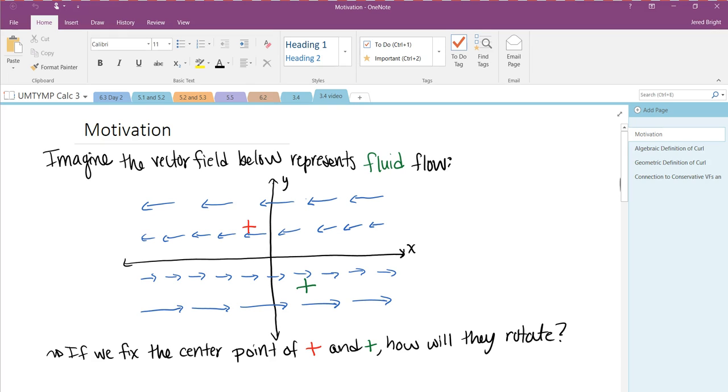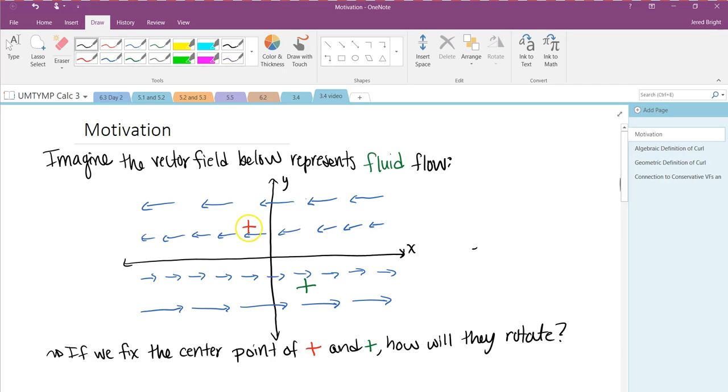and imagine that it represents fluid flow. So again, the longer vectors mean a stronger flow versus the shorter vectors a less strong flow. And then if we fix the center of each of these points, so these plus marks, that is literally like we put a dot in the middle. I want you to think about which direction they would rotate. Alright, so resume the video when you have an answer.